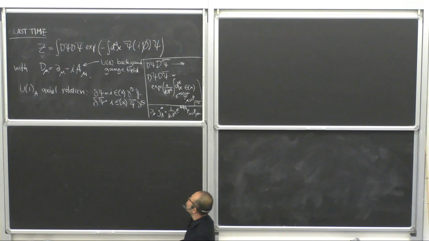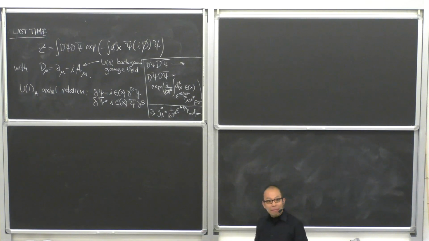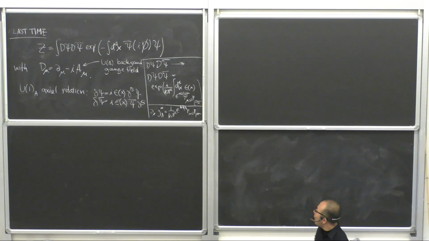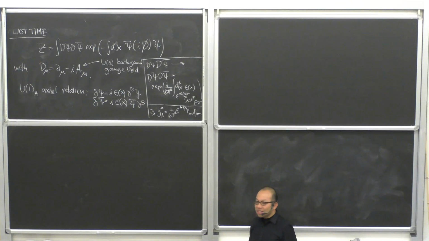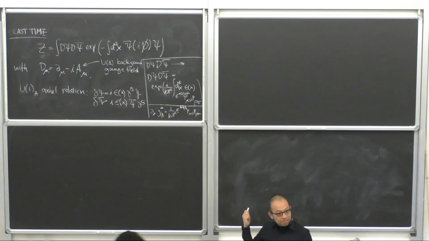Last time we talked about coupling a Dirac fermion to the U1 background gauge field, and we looked at the U1A axial rotation, as I wrote it here. We discovered that the measure of the path integral was not invariant under U1A rotation, and it picked up this phase. This means that the axial current is not conserved.